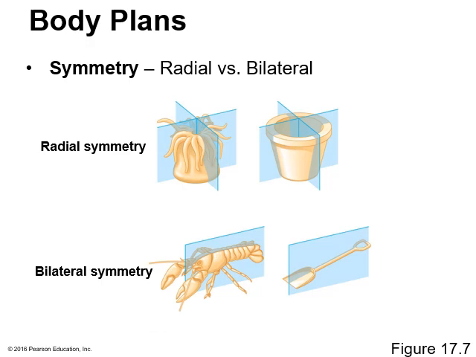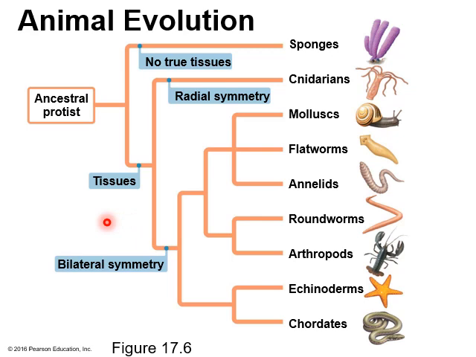Okay, a little bit about how the animal groups are related to each other. These are the groups that we're going to go through. In part A of this chapter, we're going to go up to the annelids. And then in part B of this chapter, we'll go through the rest of these groups, the roundworms through the chordates. Some of the key ways that we distinguish between the different animals is whether or not there are tissues. Tissues evolve somewhere along here. So all of these groups have tissues because their ancestors had tissues, whereas the sponges don't have tissues.